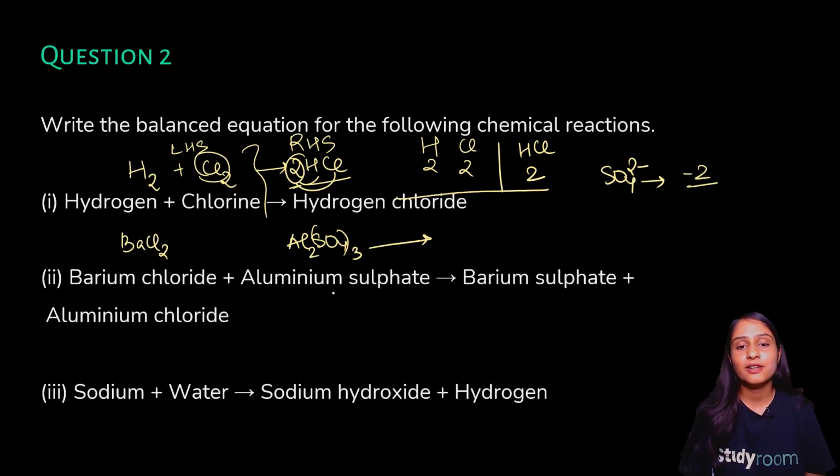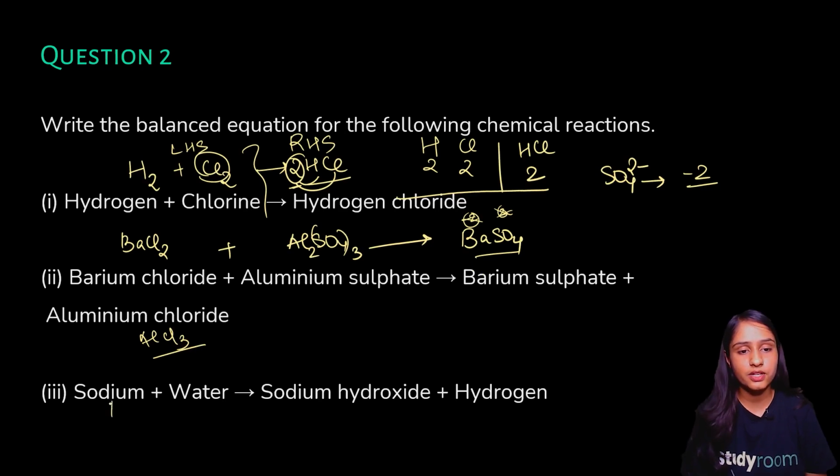Barium chloride and aluminium sulfate react with each other, and the product is barium sulfate. It got cancelled out, okay? The 2 valency of barium and the formal charge of sulfate, so you need not write it. And aluminium chloride. So this is it. Sodium plus water. So is this equation balanced?